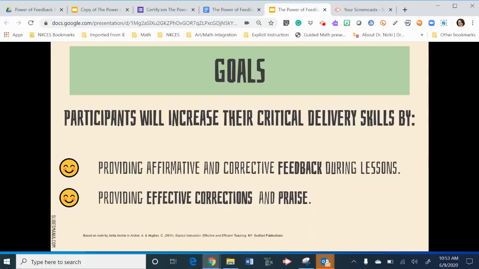Our goal today is that during this session, you will be able to increase your critical delivery skills by providing affirmative and corrective feedback during lessons with students, as well as when you're actually providing that feedback, that you're giving effective corrections and praise that will facilitate a growth mindset in students.